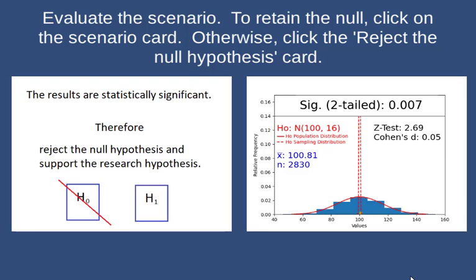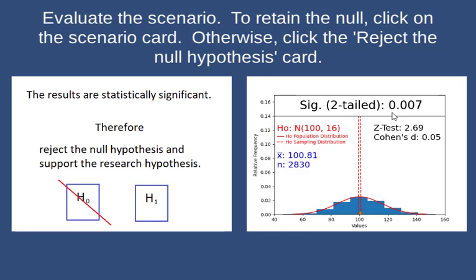For this activity, we'll be deciding whether to retain or reject the null hypothesis. In addition, we'll also be taking into consideration the effect size. So if you're doing a two-tail hypothesis test, one of the ways is to look at the significance two-tail, and if it's 0.05 or less, then you can reject the null hypothesis. In this case, it being 0.007, we'd be able to reject the null.